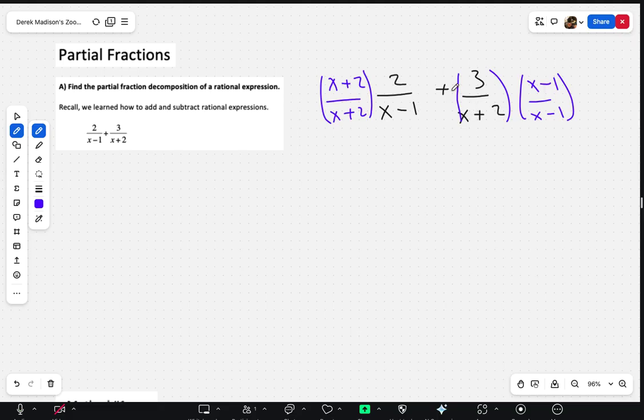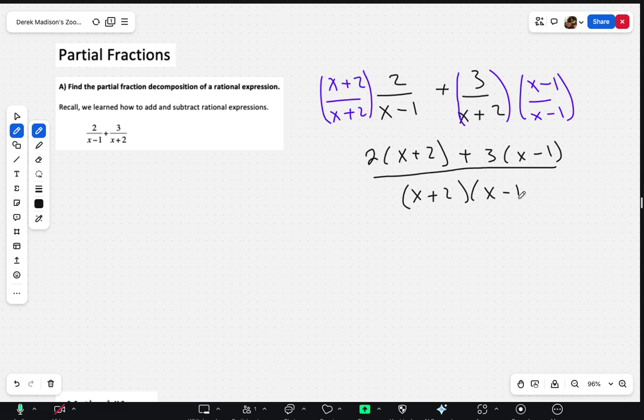Anyhow, we're finding a common denominator so that we're able to add the numerators here in a second. So the same way if it was 1/2 and 1/3, I'd multiply this by 3 over 3 and this by 2 over 2. I'm just finding a common denominator. So this would be 2 times x plus 2, and this would be 3 times x minus 1, and all of that is over x plus 2 times x minus 1.